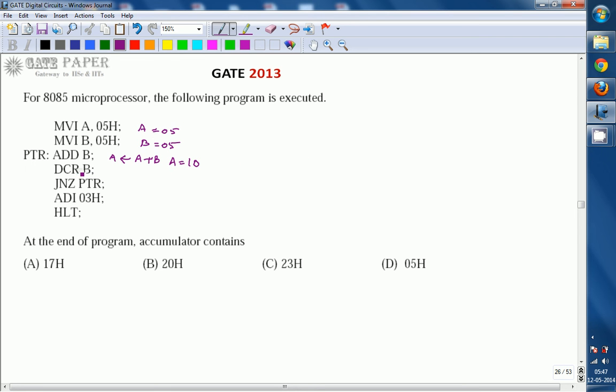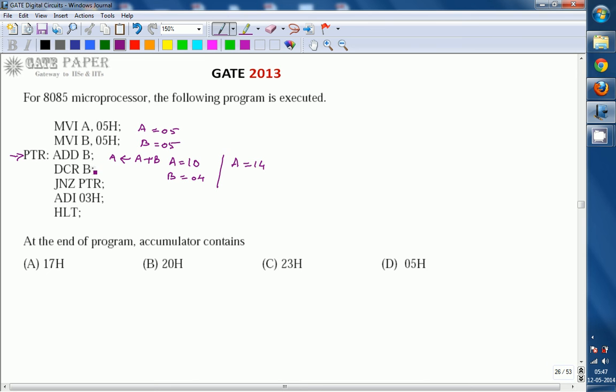Later, decrement B, so B now becomes 04. Then jump on no zero to the loop label. Is B zero? No, so it goes back. That is ADD B again: the contents of A and B are added and stored in the accumulator, which is 14.